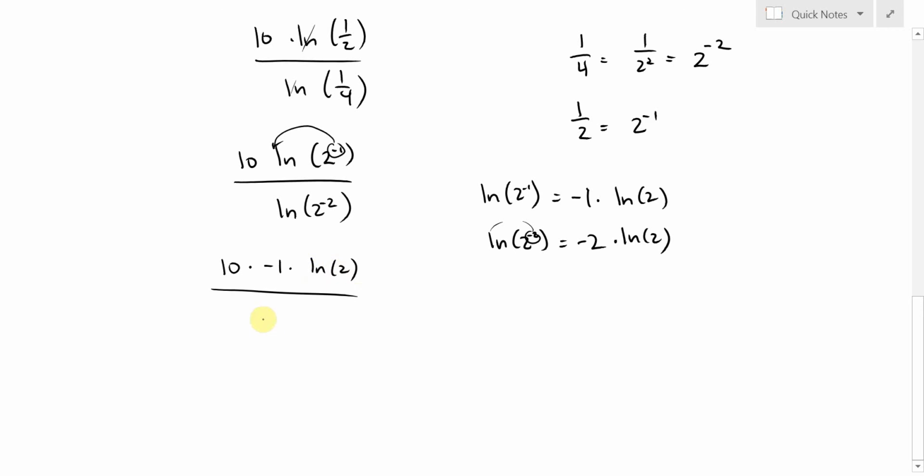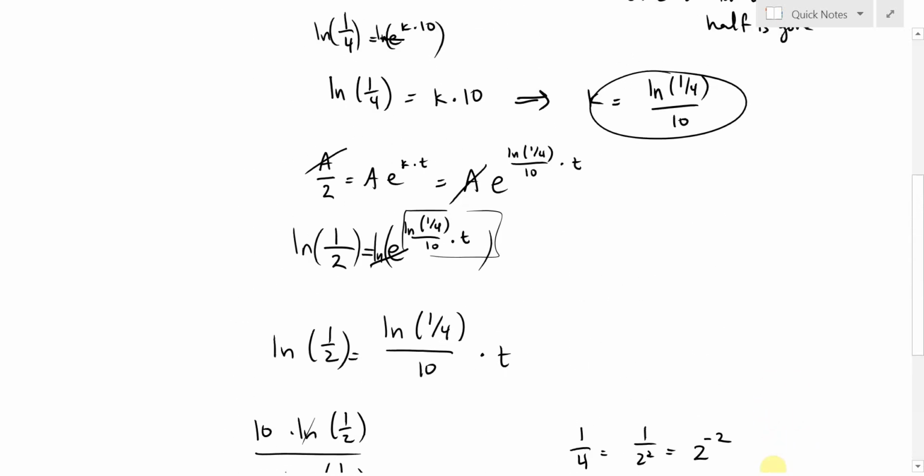And the bottom is negative 2 times ln of 2. And now the ln of 2's cancel because they're actually the same thing. And this negative cancels with this negative sign up here, and you just get 10 divided by 2. Multiplying by 1 doesn't change anything, and that just gives you 5 days. So that's the answer.